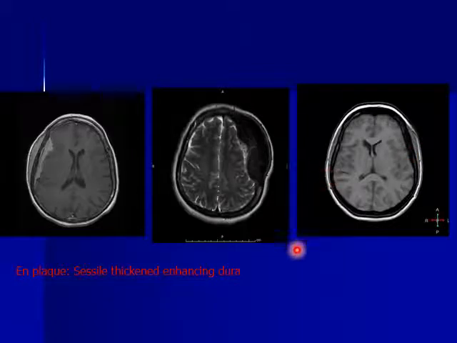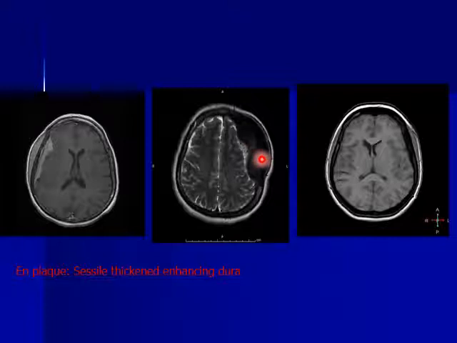But there is a variant of meningioma called en plaque, or sessile thickened enhancing dura. We see it as a sheet of enhancing tissue, not a globular lesion, but a sheet-like lesion. This en plaque meningioma usually infiltrates the underlying bone, causing hyperostosis and even an intraosseous component of the meningioma.